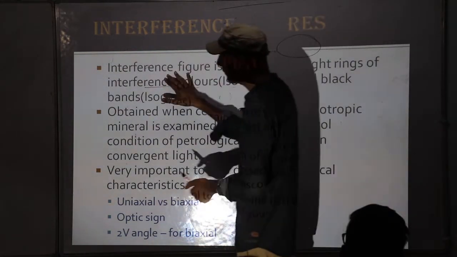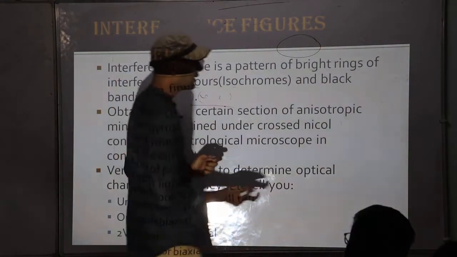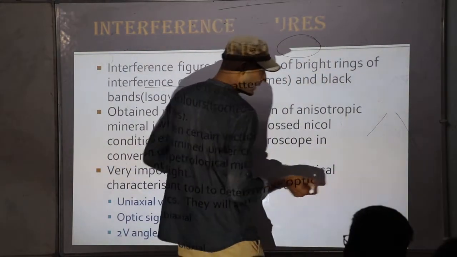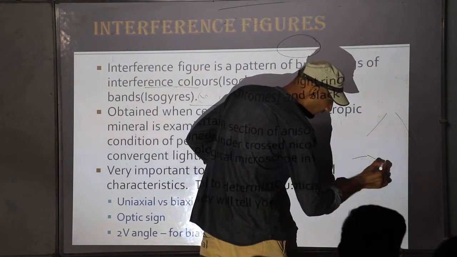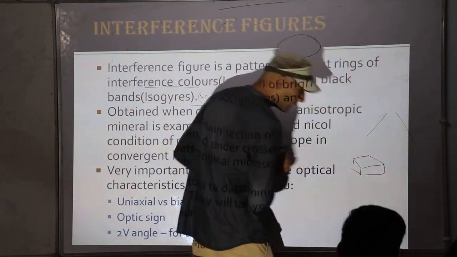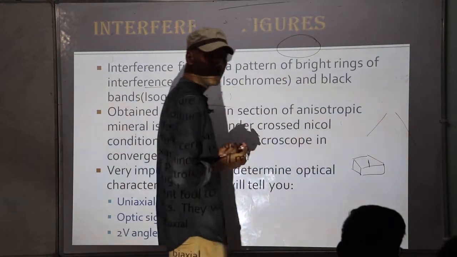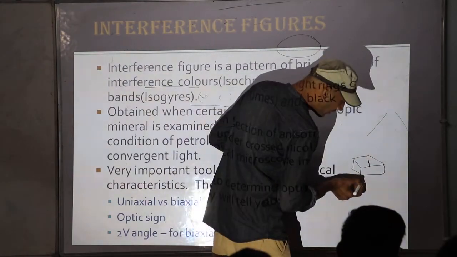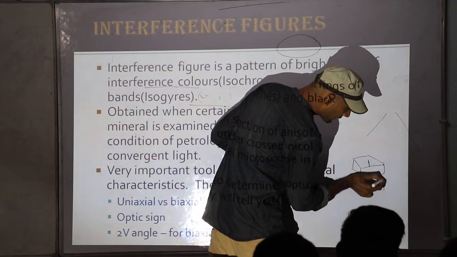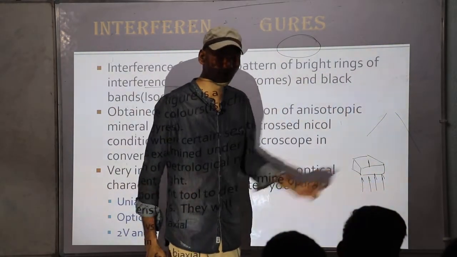To view both interference and extinction we use conoscopic arrangement, because that is cone-shaped light. When you are going to see extinction, let's say this is the mineral section, and here the optic axis is like this. If I use orthoscopic arrangement, you can see all of the rays vibrating parallel to the optic axis.